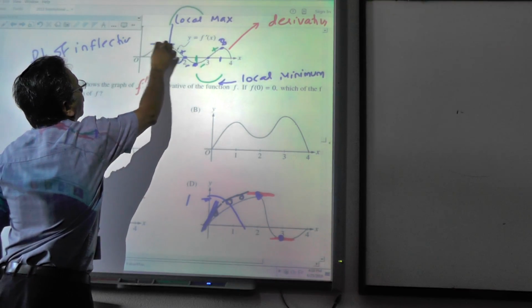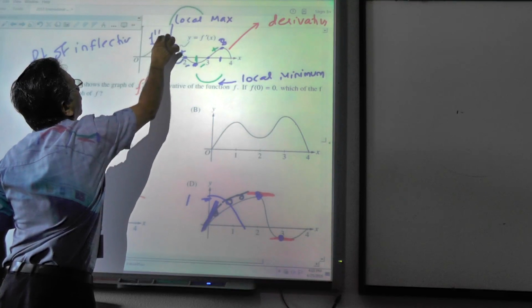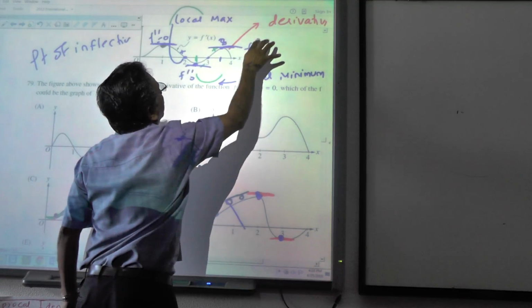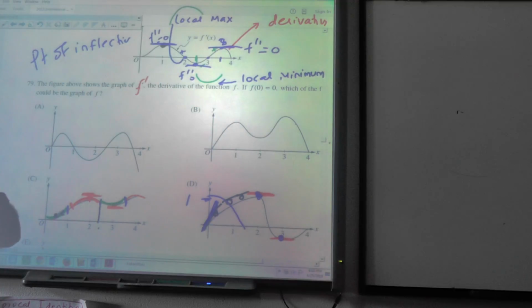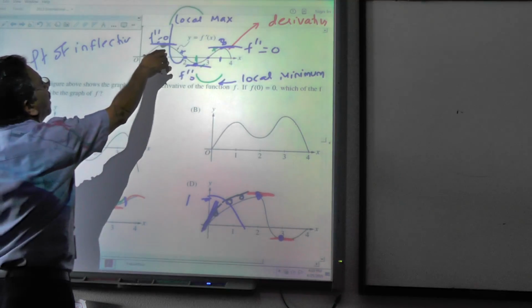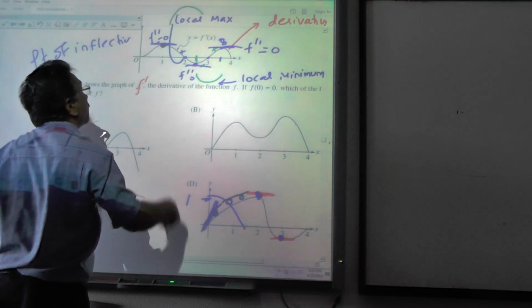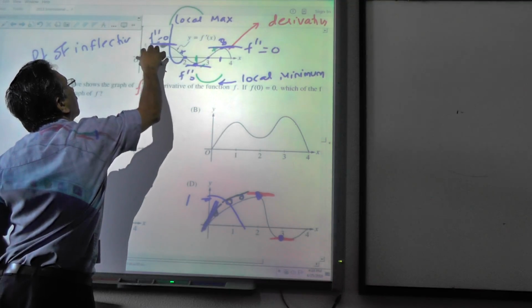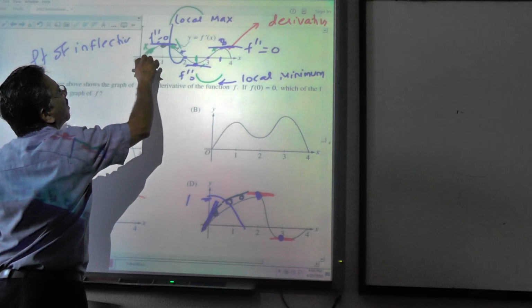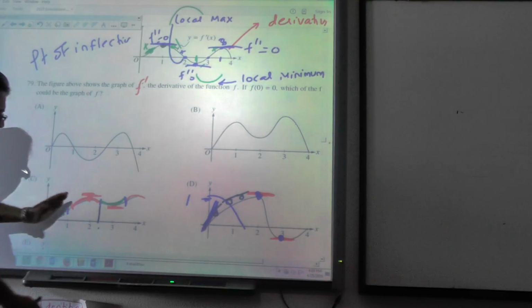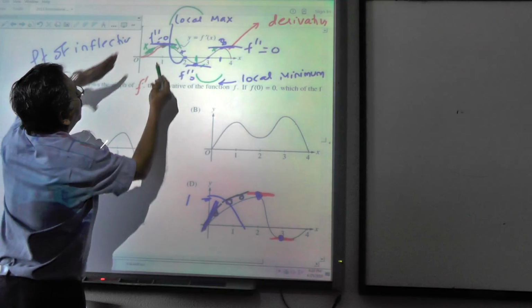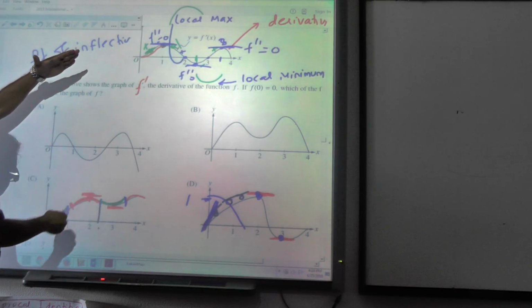Because here this is 0, f dash is 0, this is also f dash is 0, and the second derivative is 0 here, so we know that they are points of inflection. Where you can see that on this side, if you want to check, the slope is plus and the slope is minus. So this side is plus, meaning concave up, minus means concave down. Again I repeat, if you draw a tangent here, the slopes are positive. It means it is concave up.